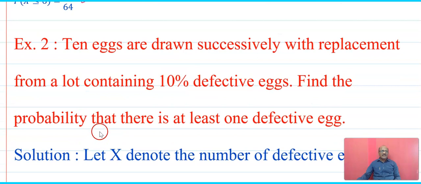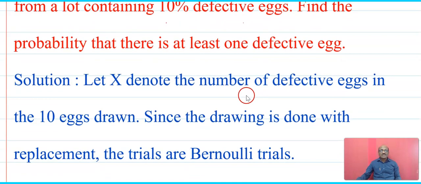Now the next problem: 10 eggs are drawn successively with replacement from a lot containing 10% defective eggs. Find the probability that there is at least one defective egg. At least one defective egg should be there. 10% defective eggs. Okay, let x denote the number of defective eggs in the 10 eggs drawn.